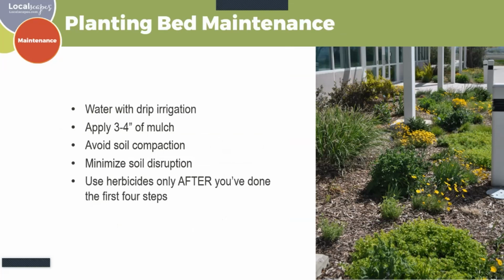So general planting bed maintenance is, of course, we want you to water with drip irrigation. It's super effective. It delivers water where you need it without watering everything else, without spray head blockage. If you're using secondary water and you want to use drip, and we recommend it, just get a good filter so you're not plugging up your drip emitters with any debris that's in secondary water.